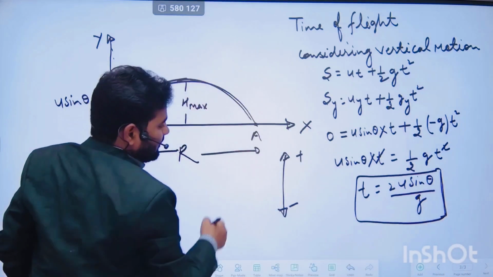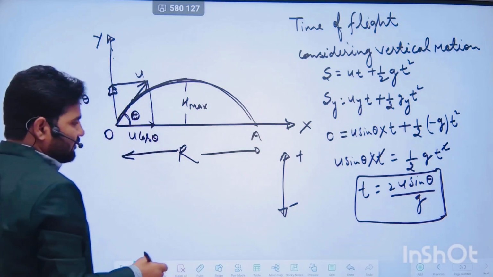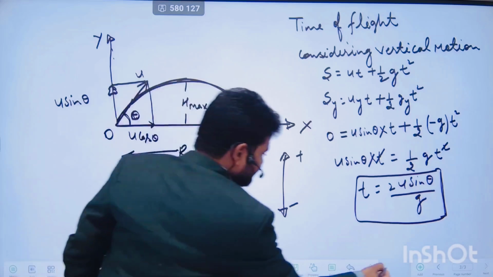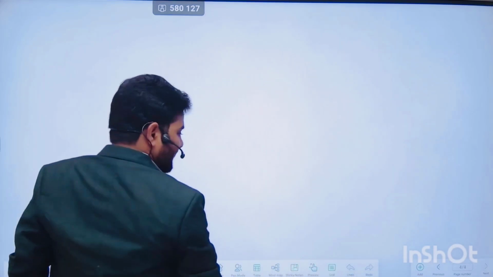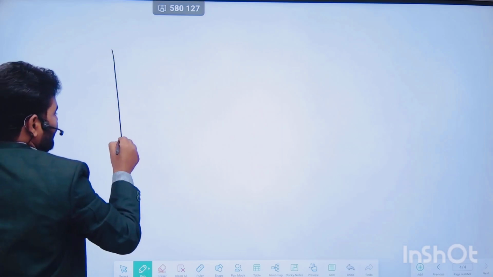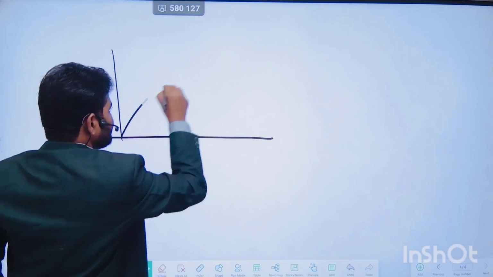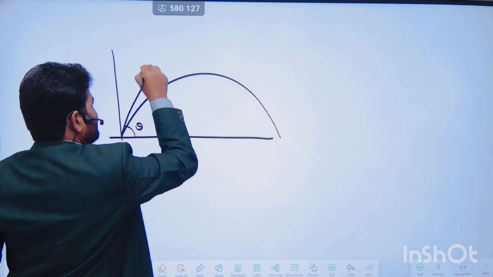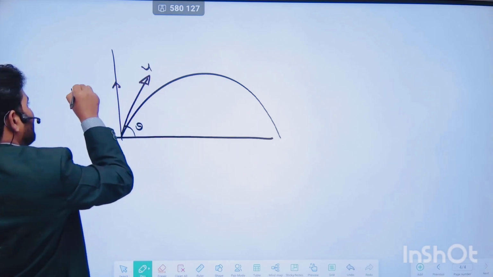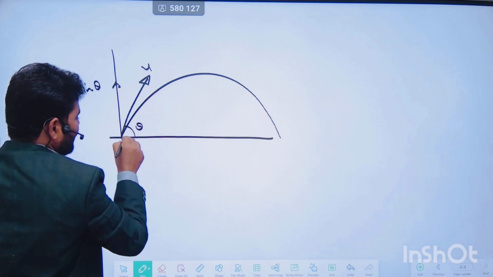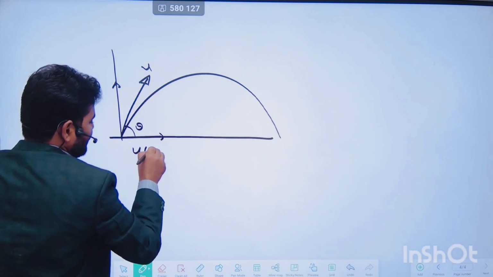So from here we know that if this is our time of flight, then in this time of flight, next, again we are taking the same diagram. Here it is projected at an angle of theta with the speed u, and this is u sine theta. This is the horizontal component, that is u cos theta.